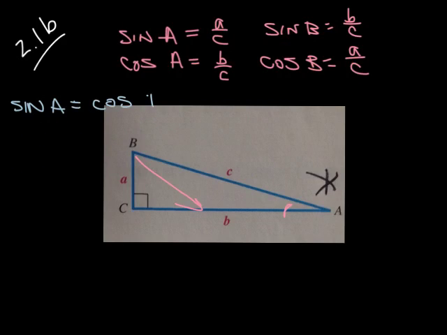Now, I'm going to erase all this so we can see our picture better. One of the things I want you to get here is that A plus B is 90, because C is 90, and you add this up to 180. 180 minus this angle is 90, so this plus this must equal 90. So we can actually say that the sine of A equals the cosine of B. Well, what is the cosine of B? Well, 90 minus whatever A is.